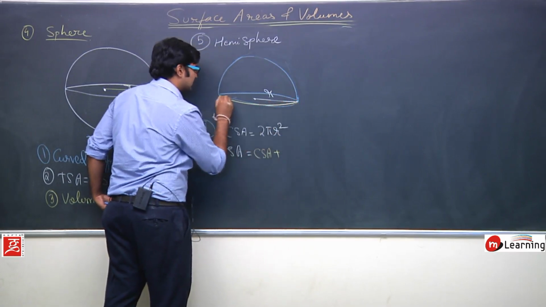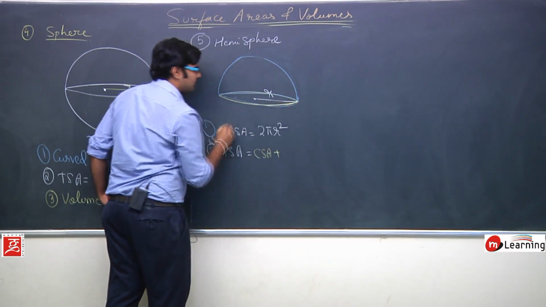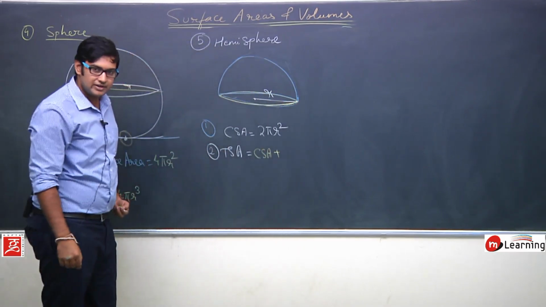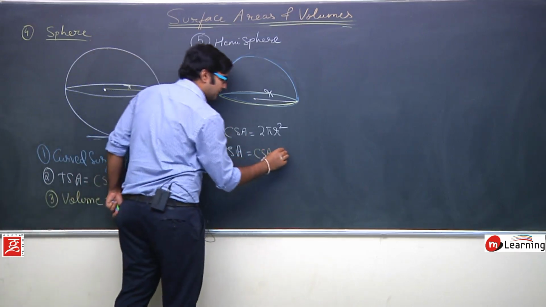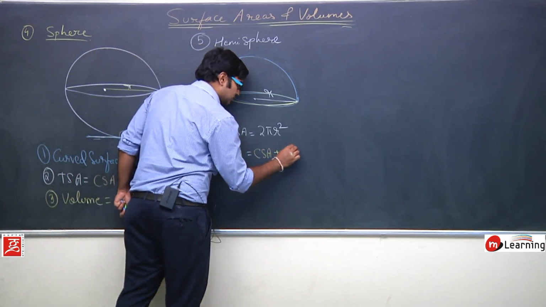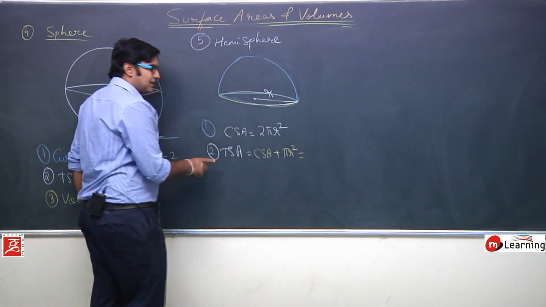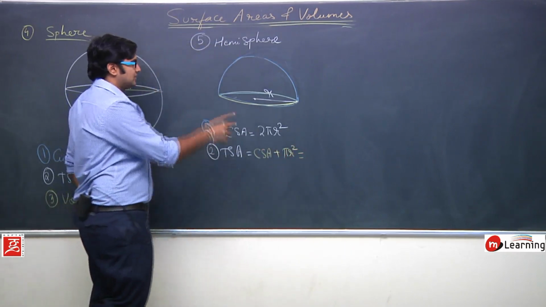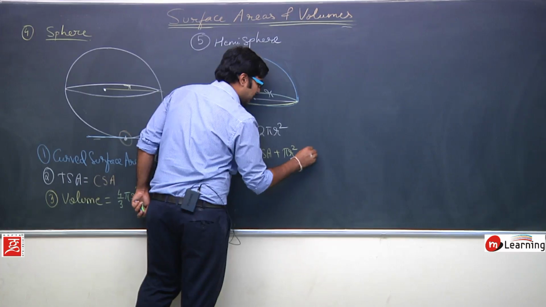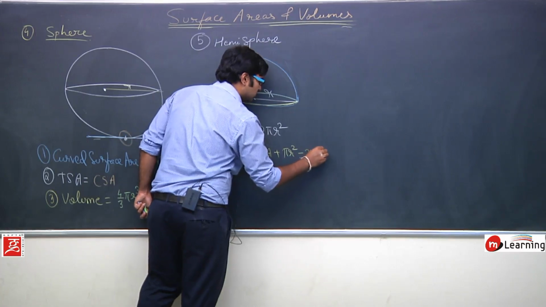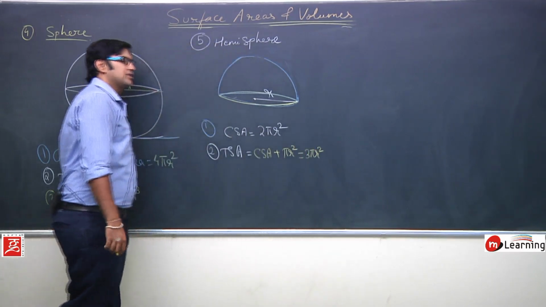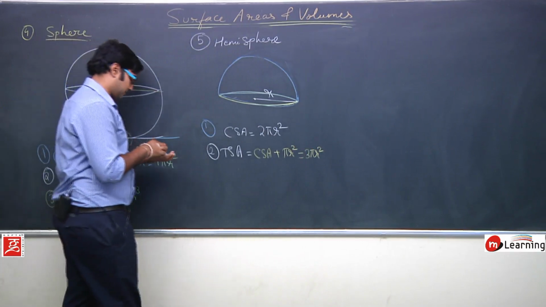This is the base. So this is a circular base, the radius is r, so I will say the area of this base will be pi r square. So in all I will get the total surface area of this hemisphere as 3 pi r square. This is the total surface area of this hemisphere.